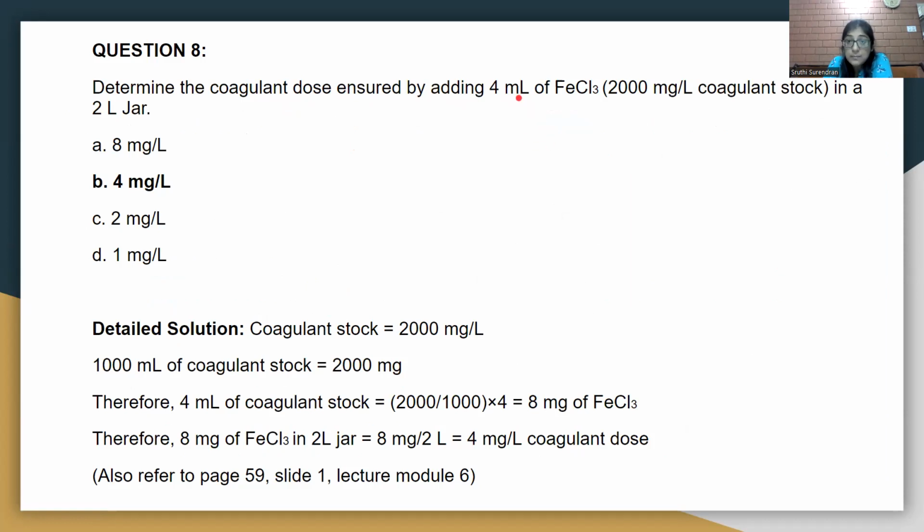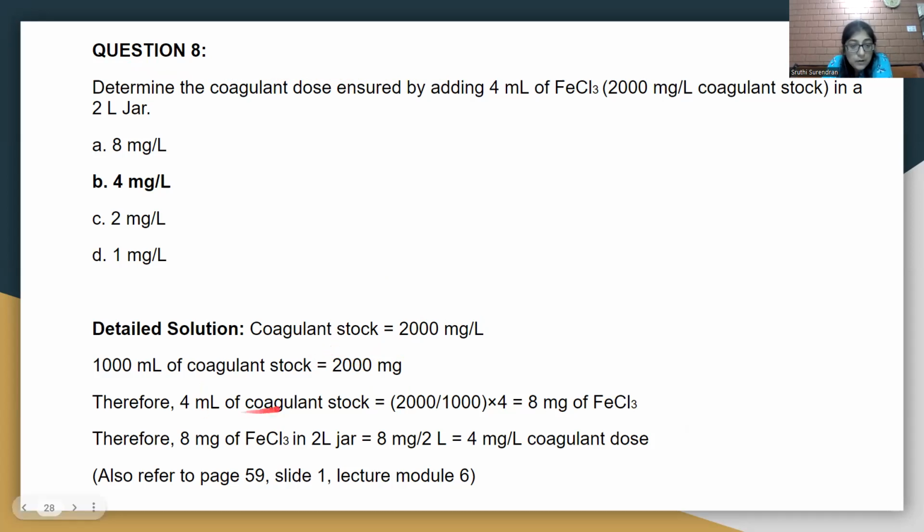When we add 4 ml of FeCl3, the coagulant stock given here is 2000 milligram per liter. That means 2000 milligrams per 1000 ml. Since the dose is in ml, we are trying to convert it in terms of ml. So the coagulant stock has 2000 milligrams of coagulant in 1000 ml.